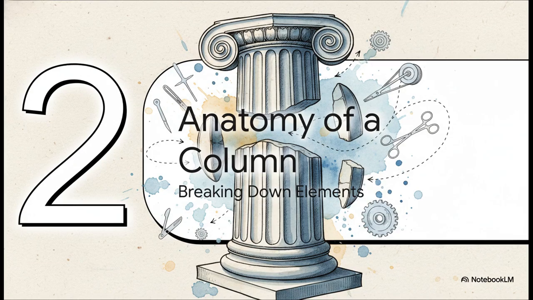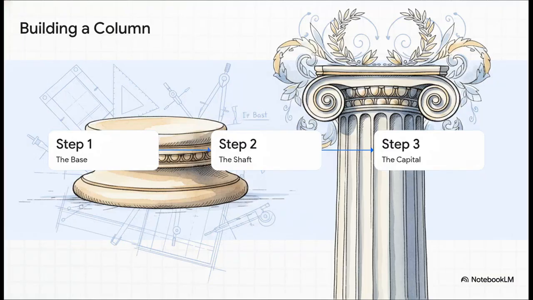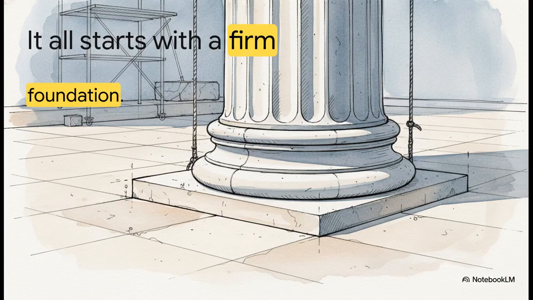We're going to play architectural surgeon for a minute and dissect the single most important part of the Ionic order, the column. Trust me, this is where all the magic happens. And we're going to do this in 3 simple steps, building our way up from the ground, just like the original architects did. We'll start at the base, move up through the shaft, and finish at the very top with its crowning feature, the capital.